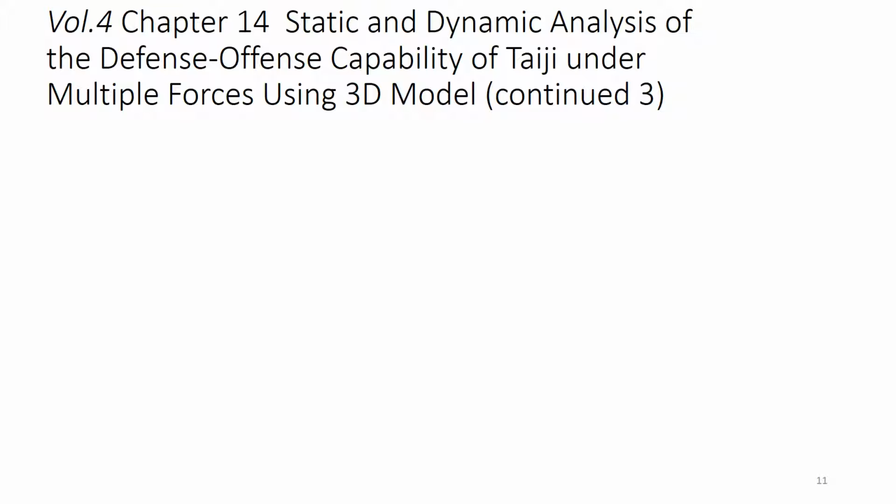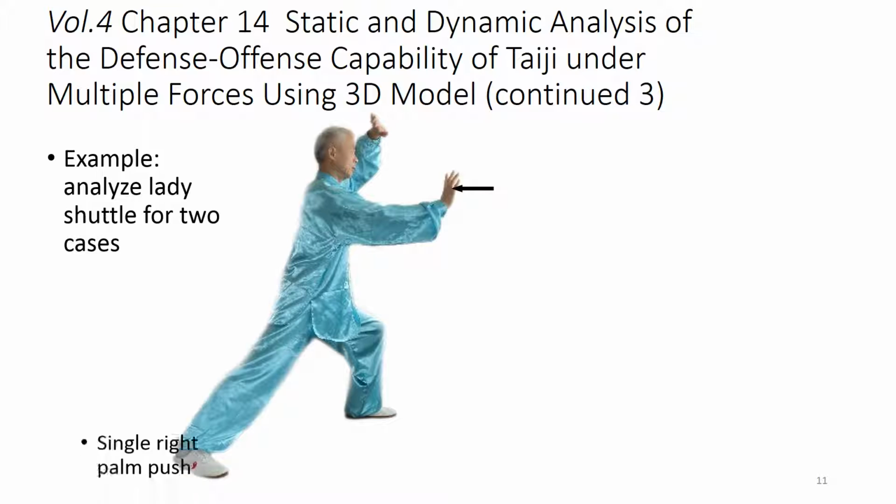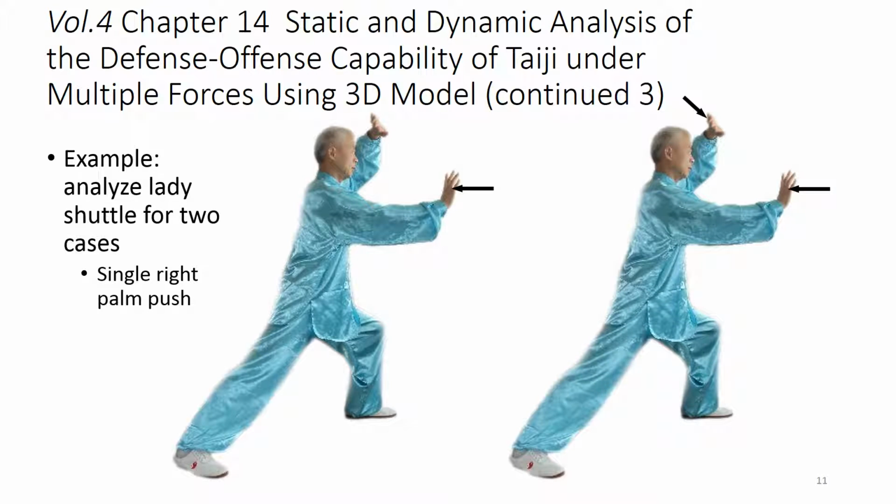Chapter 14. Static and Dynamic Analysis of the Defense-Offense Capability of Taiji under Multiple Forces Using 3D Model. Continued 3. Example. Analyze Lady Shuttle for 2 cases. Single right palm push. Left arm bounce and right palm push.